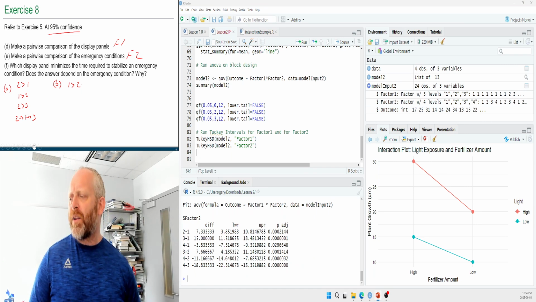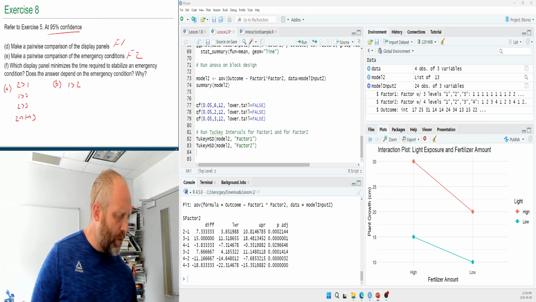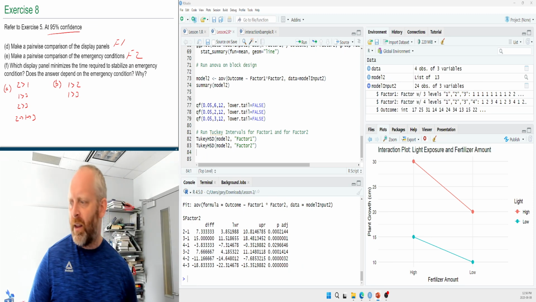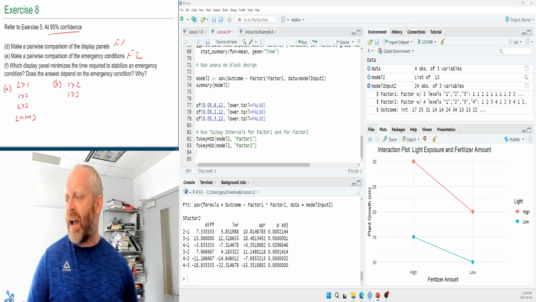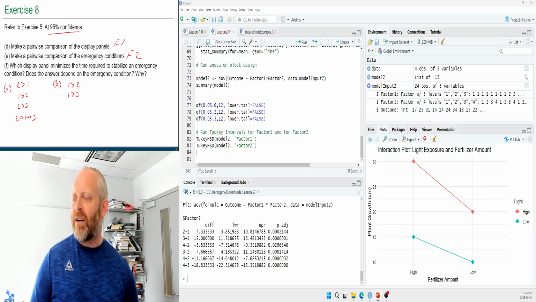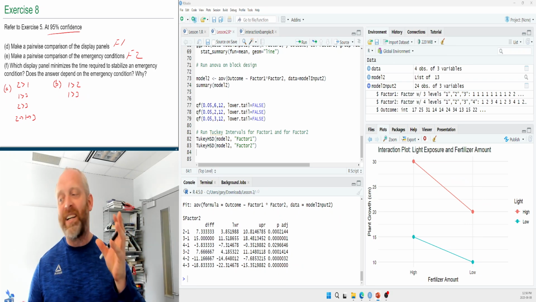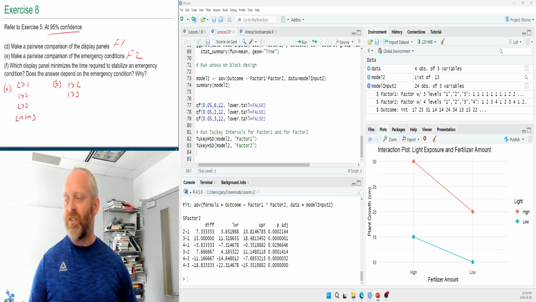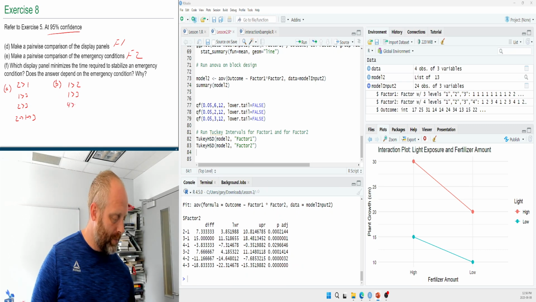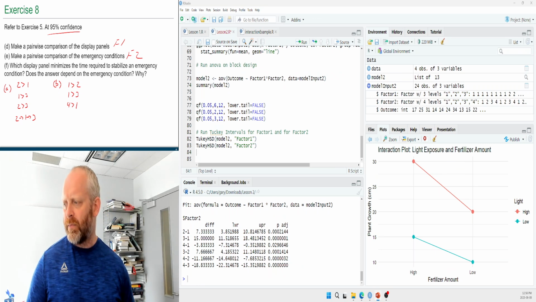If I replace 1 with 3, again, I see an increase. My lower and upper bound are both positive, so that tells me that 1 is better than 3. And if I were to do 1 and 4, I see a decrease. Both my lower and upper bound are negative, so I'm 95% confident that the true difference between replacing emergency condition 1 with emergency condition 4 is always going to be a reduction in time, so 4 is better than 1. Okay, so that's my first 3.